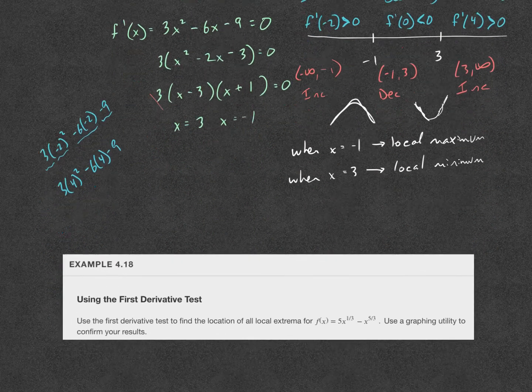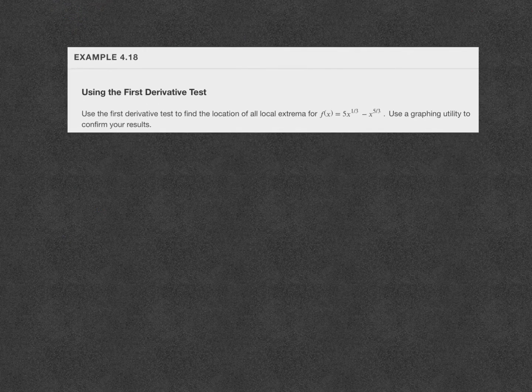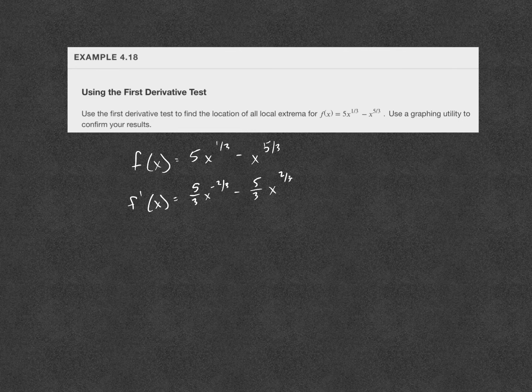All right, now we'll look at one other example where we use the first derivative test, and our function this time is f of x is equal to 5x to the 1/3 power minus x to the 5/3 power. Okay, we want to find our local extrema, so that means I need to take the derivative. That would be 5/3 x to the negative 2/3 minus 5/3 x. 5/3 minus 1 is positive 2/3.